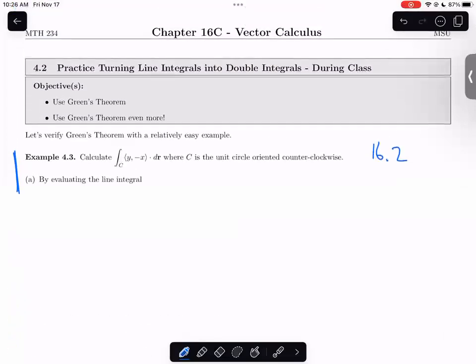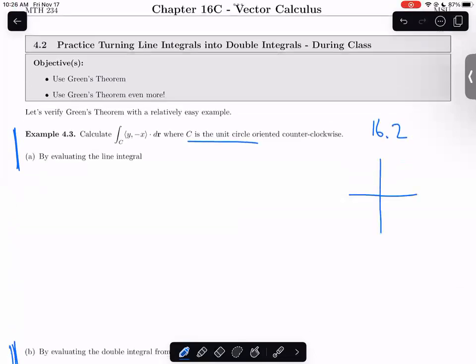All right, so if we were doing this in the 16.2 style, right, we need to first maybe parameterize our curve. So thinking about our curve, it is a unit circle oriented in a counterclockwise direction. So my unit circle is a circle of radius 1 centered at the origin. We know it has the Cartesian equation x squared plus y squared equals 1, again, centered at the origin. Unit circle means that the radius is 1.